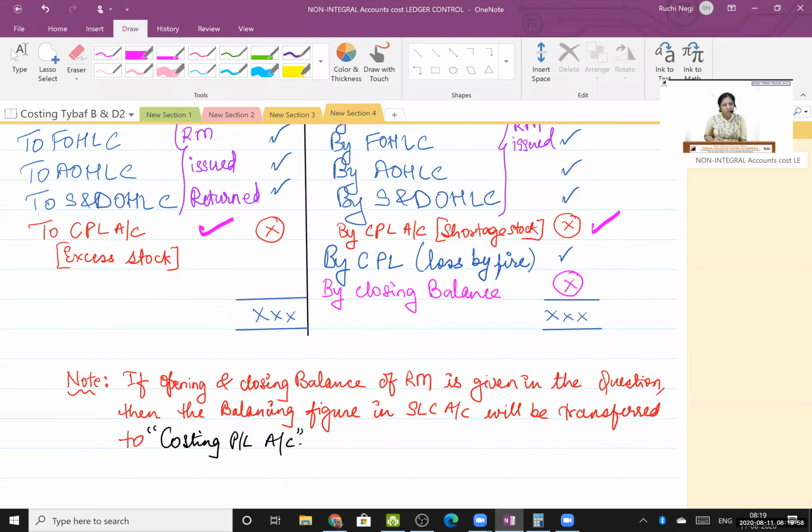These concepts you have done in what is it? A chapter called stock valuation, FIFO and weighted average. Remember when you used to make the stock register, it had these transactions: shortage of stock, excess stock. So these are the highlights of this ledger.